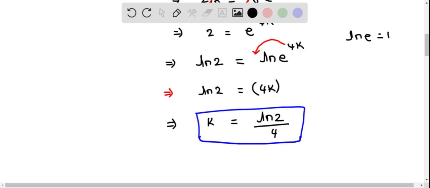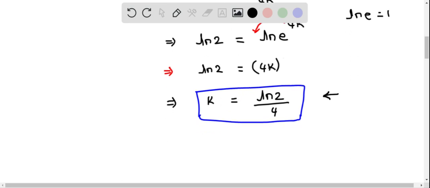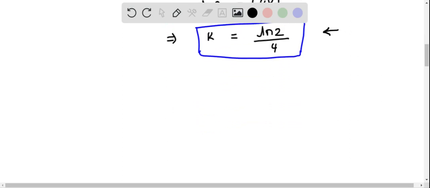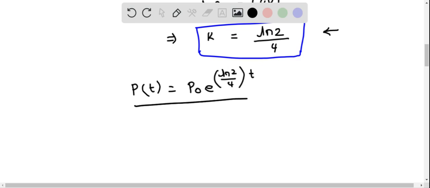Now let's substitute this value of k into our population model. So we can rewrite the population model. We have the population model, that is P of t equals P naught e raised to the power of kt. So I'm going to replace k with natural logarithm of 2 divided by 4, times t. So this is the population model which we can utilize.